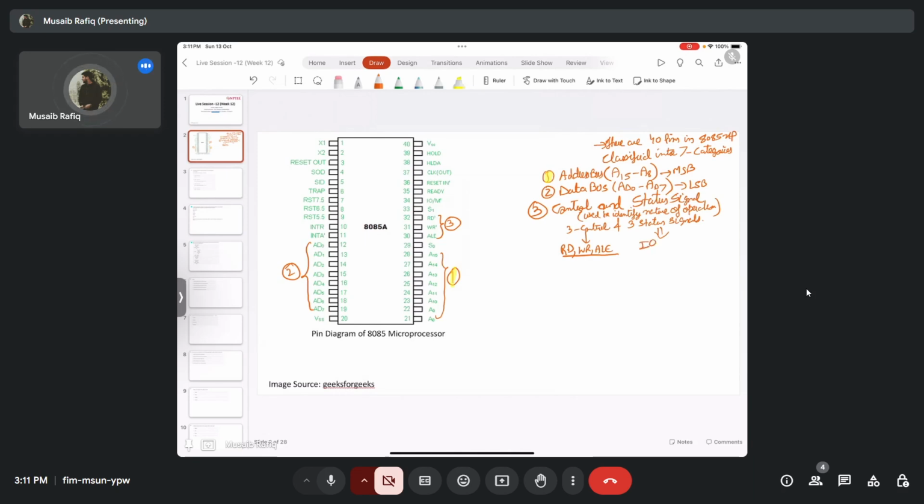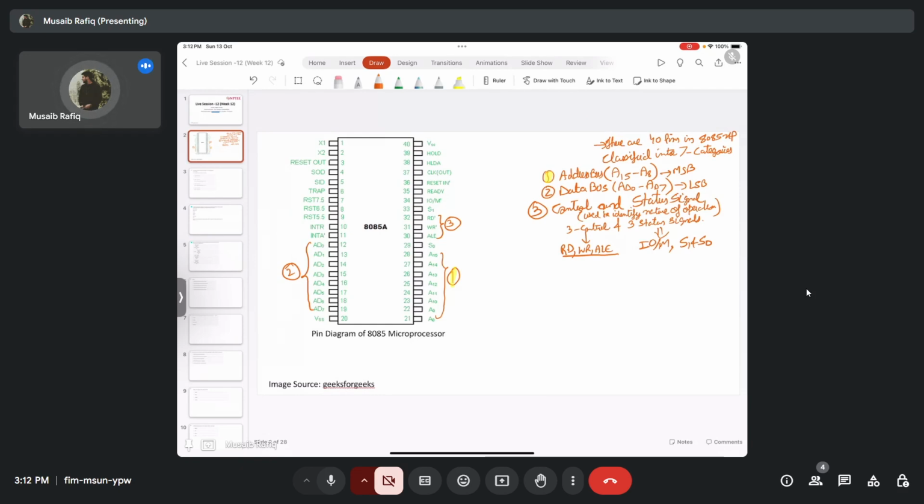These are IO/M, S1, and S0. This IO/M, that is input output slash memory, signal is used to differentiate between input output and memory operations. When it is high, it indicates an input output operation, and when it is low, it indicates a memory operation. And we have two signals, S1 and S0. These are used to identify the type of current operation.